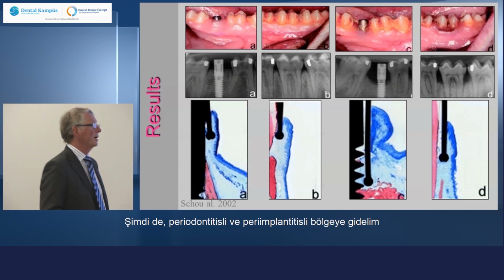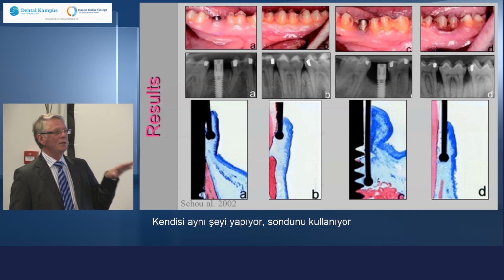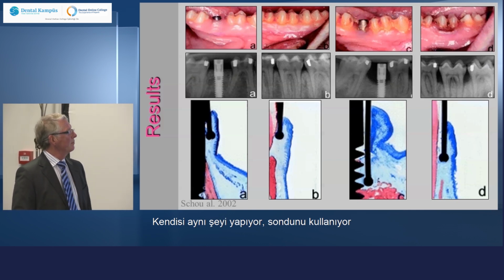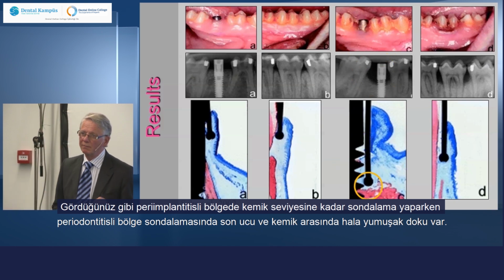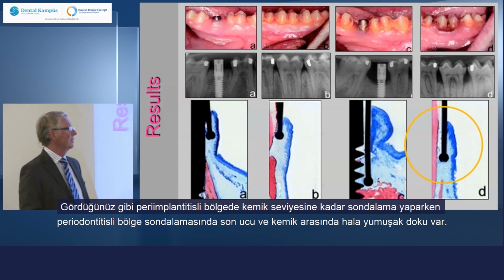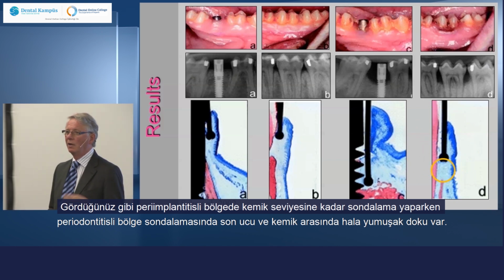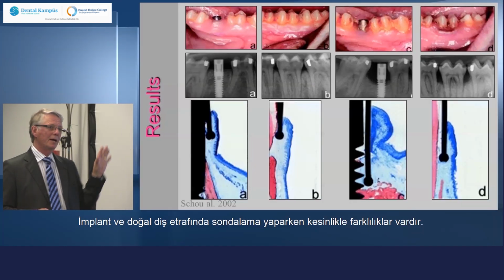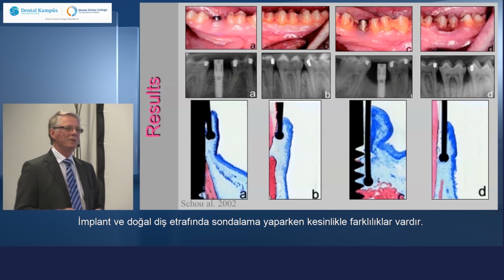Now we go to the periimplantitis and to the periodontitis areas, and he does the same thing. He uses the probe, and you can see what happens in the periimplantitis area. He probes almost all the way down to the bone level, whereas when he is probing in the periodontitis site, there still is some soft tissue between the bone and the probe tip. So there are absolutely differences in when you probe around implants and teeth.